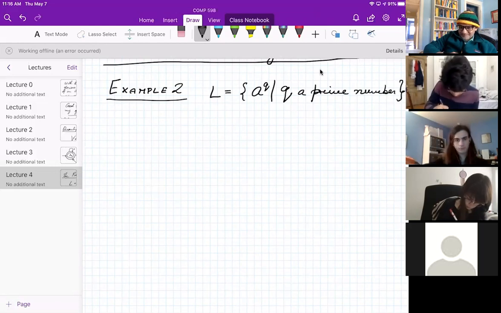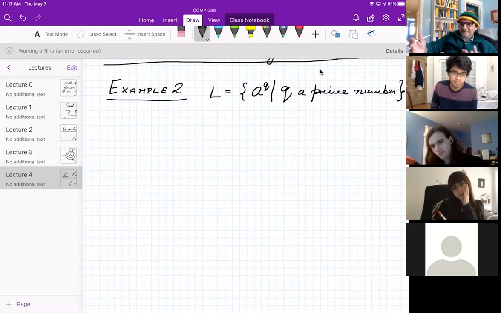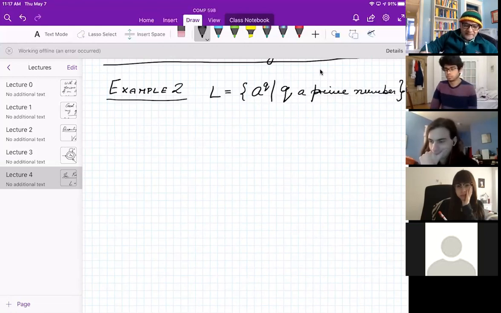So your intuition should be screaming at you. Of course, this is not regular. A finite automaton can't even count. How is it going to check for primality? But we still need a formal proof, right? So what I just said is an intuition, certainly not a proof. So we're going to play the demon game.